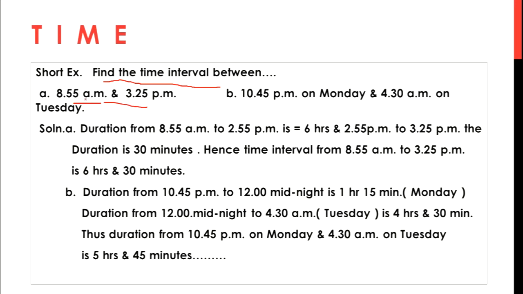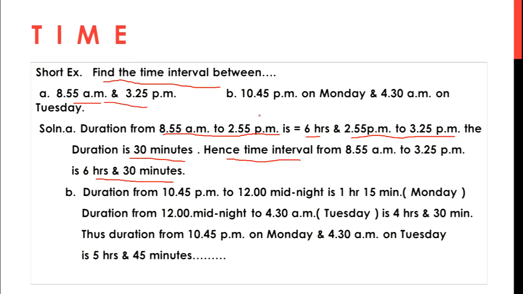From 8:55 AM, you calculate the time at your fingertips from 8:55 to 2:55. Here 8:55 to 2:55 is 6 hours. And again from 2:55 PM to 3:25 makes 30 minutes. Therefore, this time interval is 6 hours and 30 minutes.